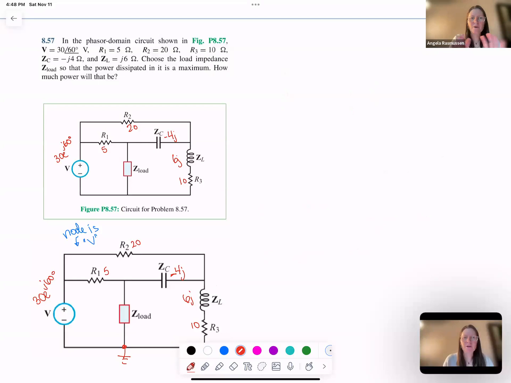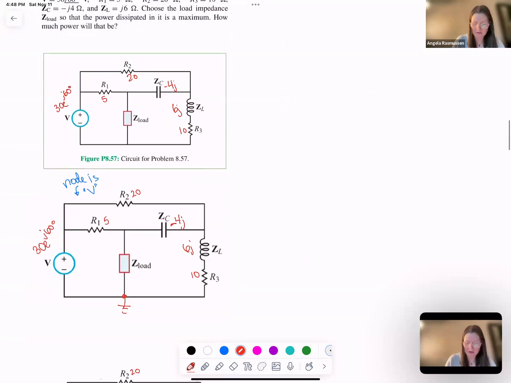So redraw the circuit or copy it, either one, and then remove Z load. We're first going to look at finding VTH. So I've removed Z load, and then I want to put in an open here at A and B. And across A and B is where I want to see VTH.